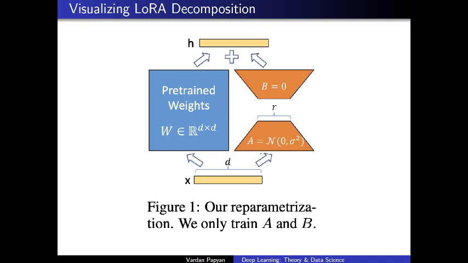As you can see here, we have a matrix A and another matrix B. A is D times R, and B is R times D. So the output is D times D, but it is low rank, because R is much smaller than D.